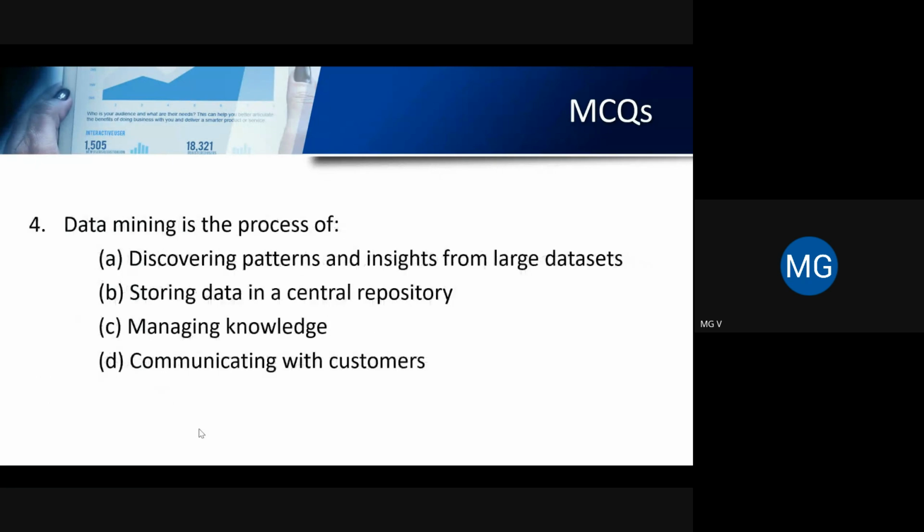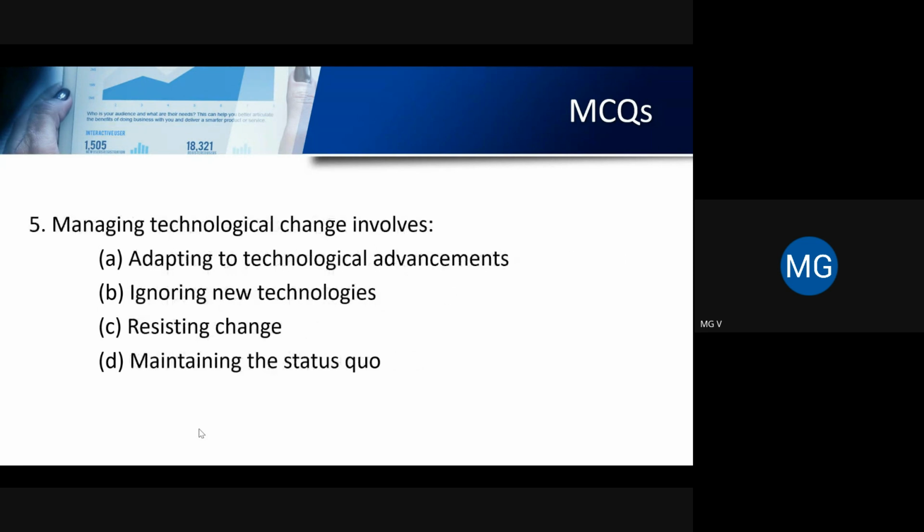Data mining is the process of discovering patterns and insights from large data sets, storing data in a central repository, managing knowledge, or communicating with customers. Discovering patterns and insights from large data sets, very right. Managing technological change involves adapting to technological advancements, ignoring new technologies, resisting change, or maintaining the status quo. Adapting to technological advancements, yes.